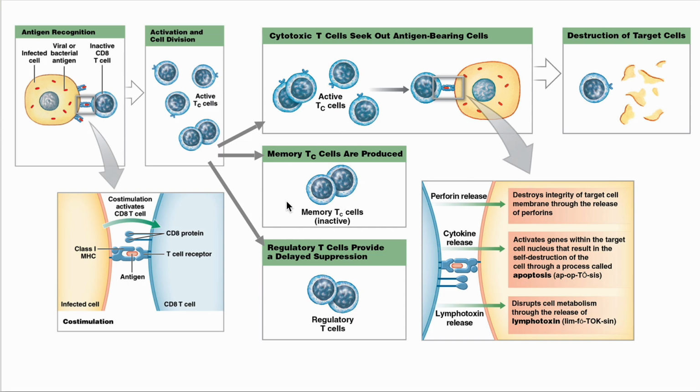We're also going to produce memory cells. Those will be inactive cytotoxic T cells that could be reactivated if that antigen is presented to them again in the future. And it would be much faster that second time around. And then we'll also have those regulatory T cells that are a little slow to get going. But once they get going, they will help suppress this immune response so that we don't maintain it indefinitely. Once we destroy the target pathogen, we don't want to keep activating cytotoxic T cells and keep making memory T cells, right? Once we do it once and we're good, then we need to just shut that whole cascade of events down.